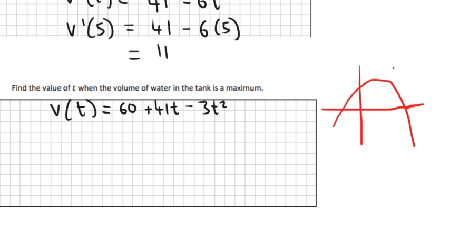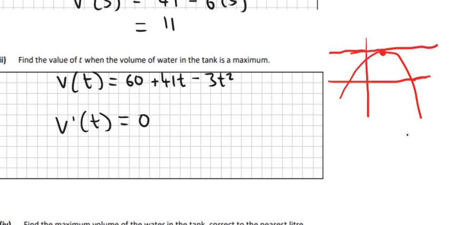What we want is where it's a maximum. So that has to be here, where the line is flat going across the top. So the tangent is there. Basically what we're getting at is that V dash of T has to be equal to 0 there. So we're going to find T for when V dash of T is 0. We found that already in the last part.